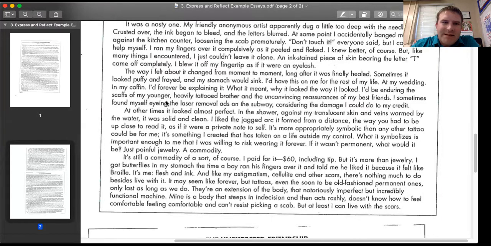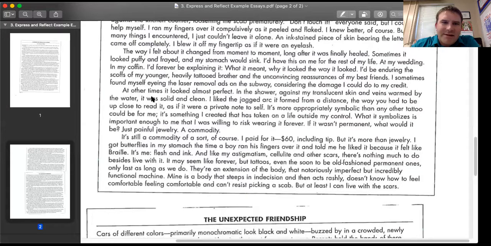I sometimes found myself eyeing the laser removal ads on the subway, considering the damage I could do to my credit. At other times, it had almost looked perfect in the shower against my translucent skin, veins worn by the water. It was solid and clean. I liked the jagged arc it formed from a distance, the way you had to be up close to read it, as if it was a private note to self.